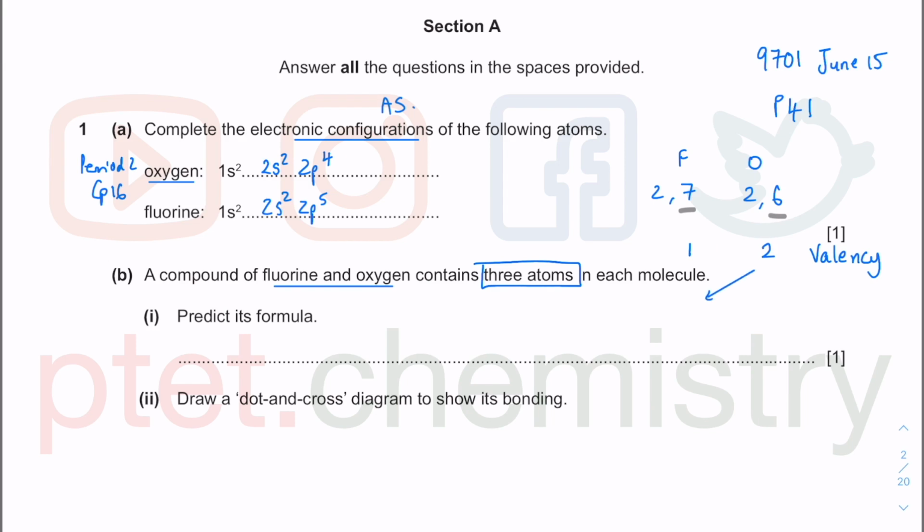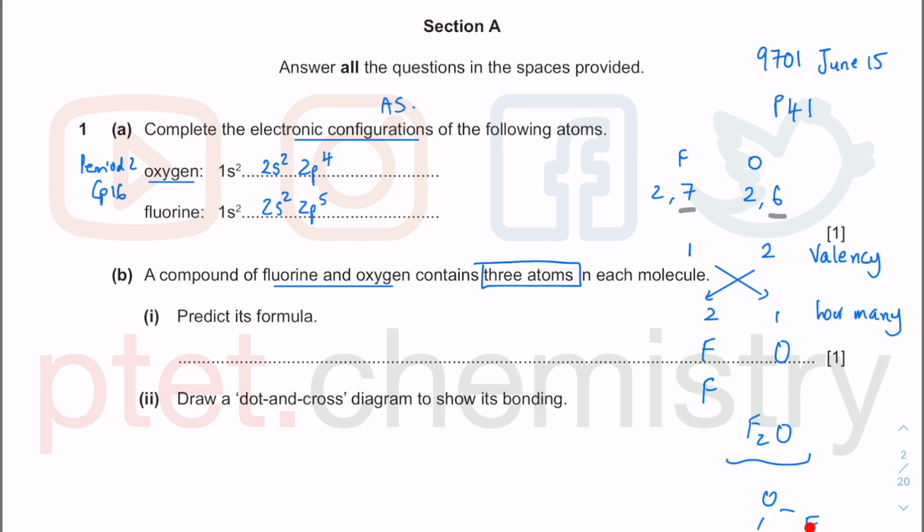And then you do the crisscrossing. That is basically the lowest common multiple of the valency, LCM, primary school mathematics. You need 2 of the fluorines and you need 1 of these oxygens, such that your formula is going to be F2O. Before I do the dot and cross, I'm going to draw the displayed formula. So it looks like water.